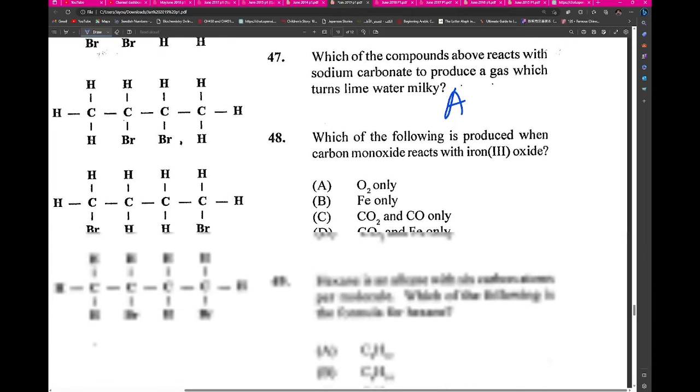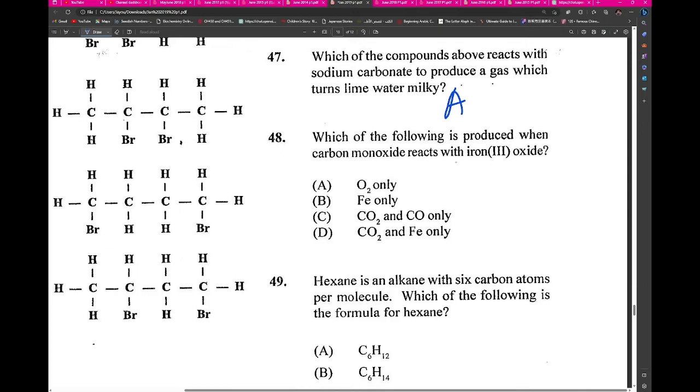Which of the following is produced when carbon monoxide reacts with iron trioxide? Carbon monoxide and iron trioxide. What is the reaction there? Okay. So the reaction between them should give us, I think, molecular iron and carbon dioxide.